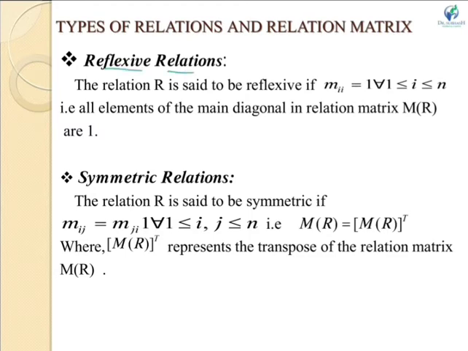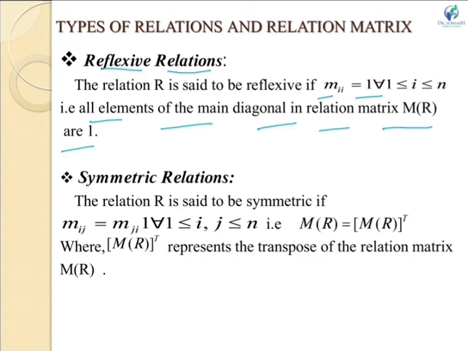First are reflexive relations. In the ordered pairs we know that (1, 1), (2, 2), (3, 3), (4, 4), if all such elements are there, then it is called a reflexive relation. Now let us see this for the matrix form. The relation R is said to be reflexive if Mii equal to 1. That means all the diagonal entries must be equal to 1. That is, all the elements of the main diagonal in the relation matrix MR are 1.